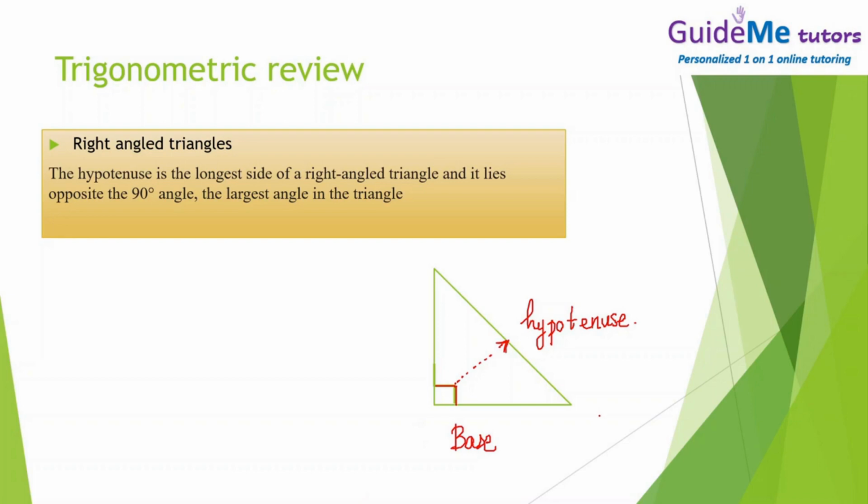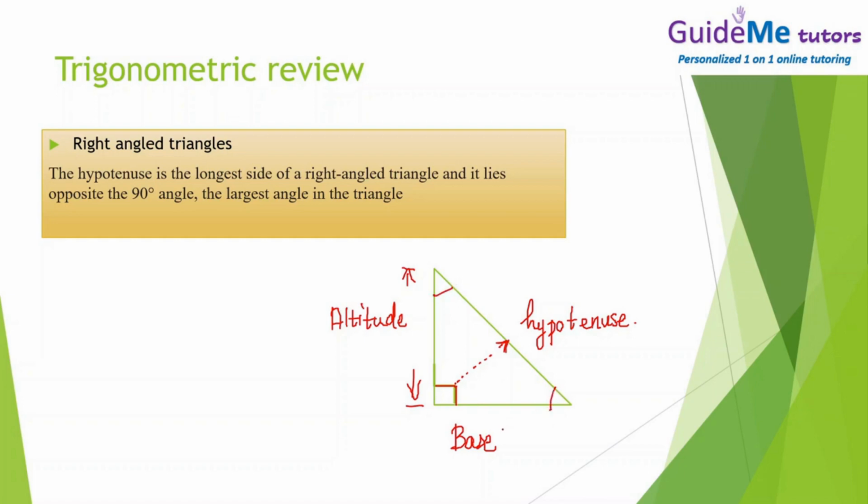What is the base of a triangle? Generally, it is the side on which the triangle rests. And this is the height of the triangle, which is known as the altitude. And I would like to say one more point here. In a right angle triangle, this right angle will be the largest angle compared to the other two angles.